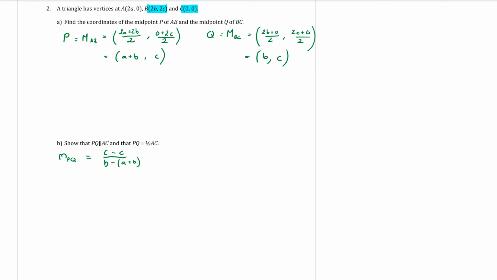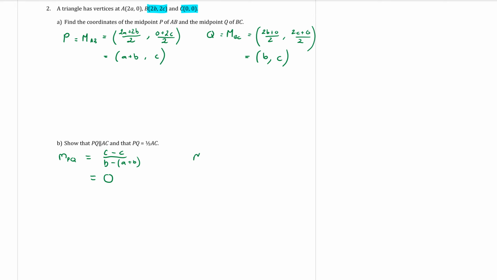However, because the top, C minus C, is 0, it really doesn't matter what's down here. 0 divided by anything is 0. So the gradient of that is just equal to 0. 0 divided by anything is always 0. Let's do the other one.